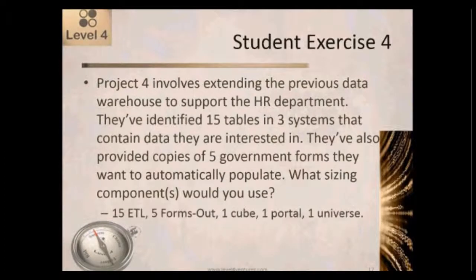Okay, very good. You're very close. So I would call that 15 ETLs, just for exactly what you said. For the 5 government forms, I'd probably call those 5 forms-out. Remember from our very first lesson, we had forms-in and forms-out, which are defined as previously defined, fixed format forms, normally in PDF. They're going to either take data out of the database to populate the form or take data off the form to read into the database. In this case, we have those 5 predefined government forms, and we're going to take data out of the database and put it onto the form.